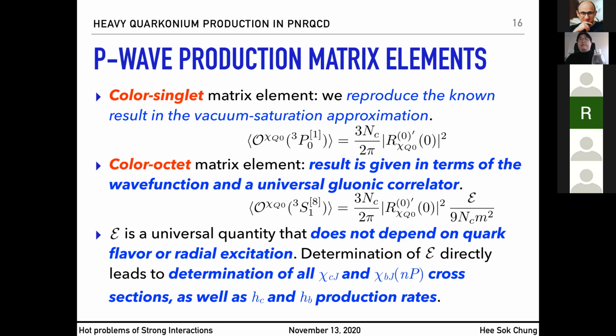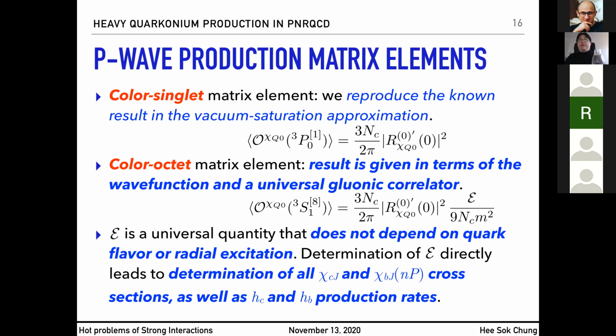So what we get for the color singlet matrix element is we reproduce the known results that has been obtained in the vacuum saturation approximation, which equates the color singlet production operator matrix element to the color singlet decay matrix element. And this is just given by a square of the radial wave function at the origin. It's the first derivative because this is the wave function for the P-wave state, times some color factors.